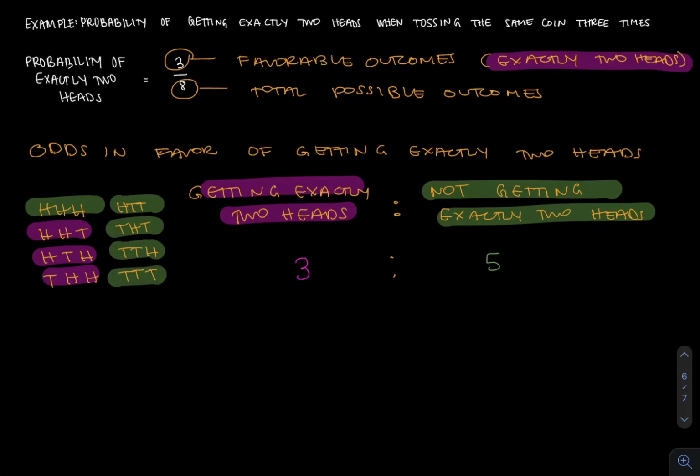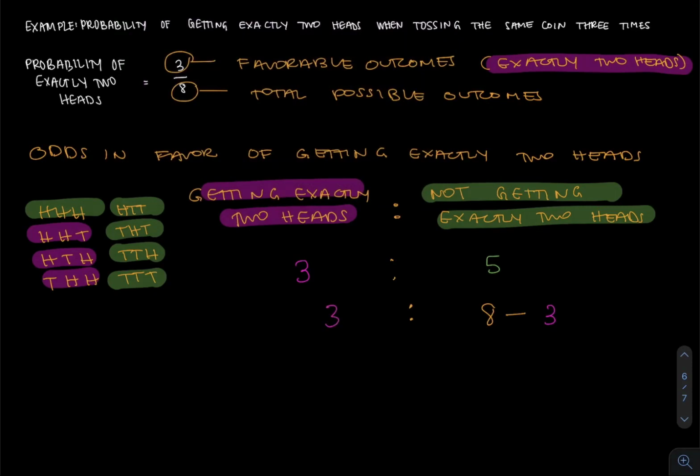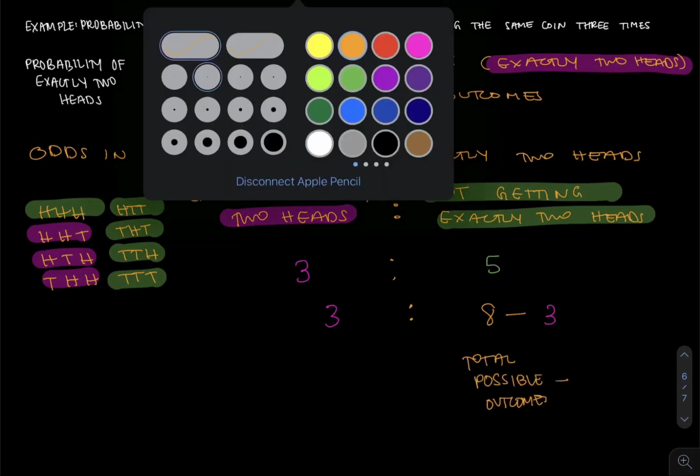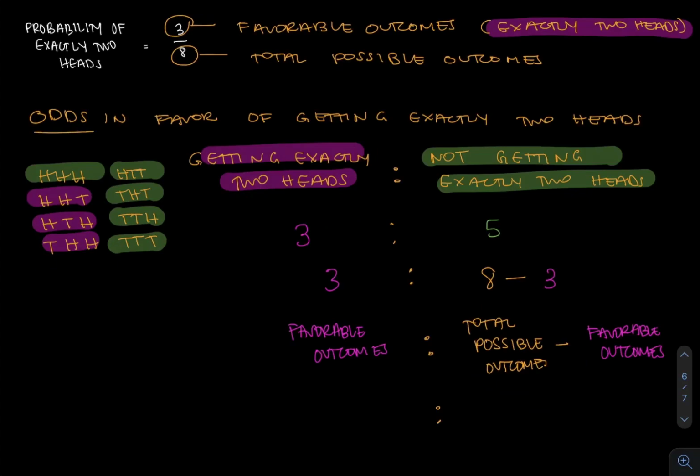Where does that 5 come from? Well, 5 is really just 8 minus 3. And I know this seems straightforward for some of us, but what that means is, to get the opposite of the favorable outcomes, the not favorable outcomes, you're really just looking for the total possible outcomes minus the favorable outcomes. And on the left side of this ratio, we have the favorable outcomes. Just putting that home again, when you're looking at odds in favor, on the left side of the ratio you have favorable outcomes, and on the right side of the ratio you have not favorable outcomes. That's how you would write odds in favor.